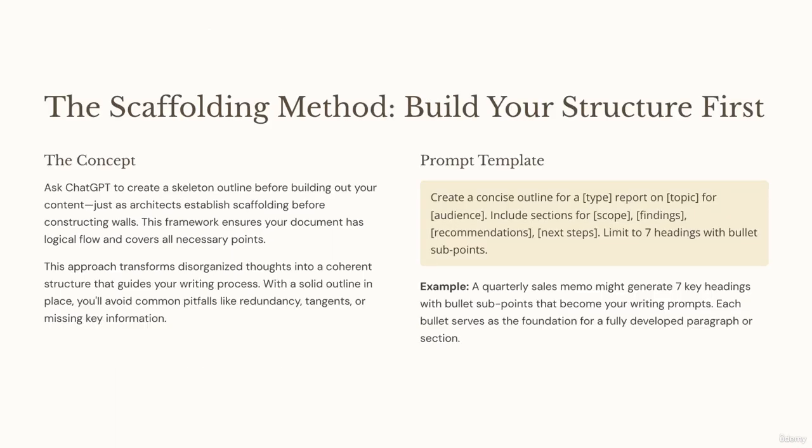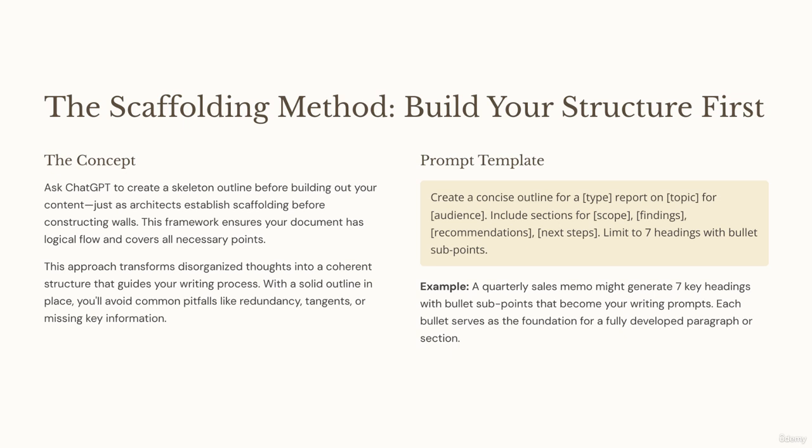Let's start with the first step, something I call the scaffolding method. Instead of jumping straight into paragraphs, we ask ChatGPT to create an outline, a skeleton structure. Think of it like scaffolding for a building. No walls yet, just the solid framework. Here's the prompt. Create a concise outline for a [type] report on [topic] for [audience]. Include sections for scope, findings, recommendations, and next steps. Limit to 7 headings with bullet subpoints.